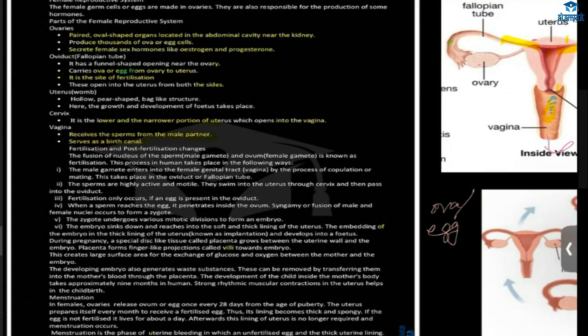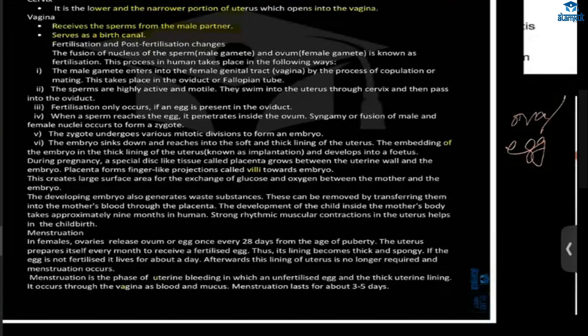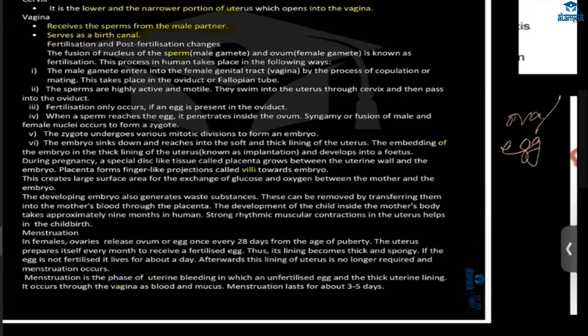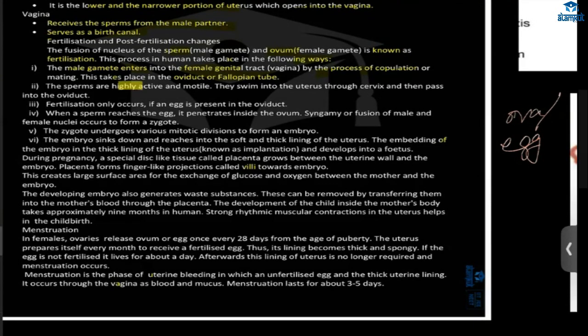It serves as the birth canal. Now let's see fertilization and post-fertilization changes. Fusion of the nucleus of sperm and ovum is known as fertilization. Again, I'm telling you, this process in humans takes place in the following steps. The male gamete enters the female genital tract, the vagina, by copulation during mating. Fertilization takes place in the oviduct.